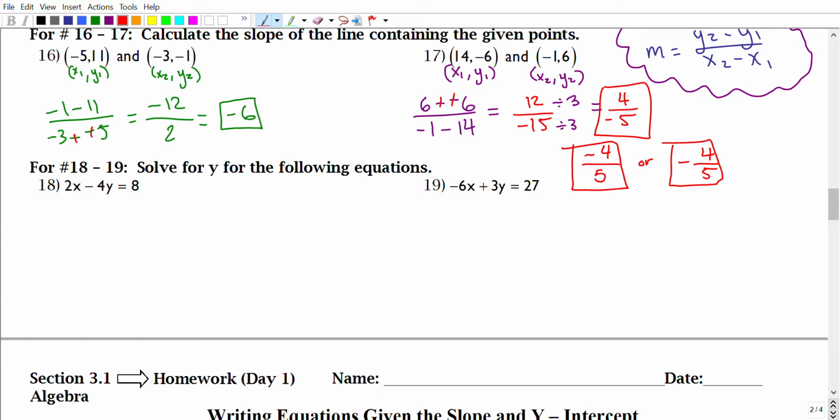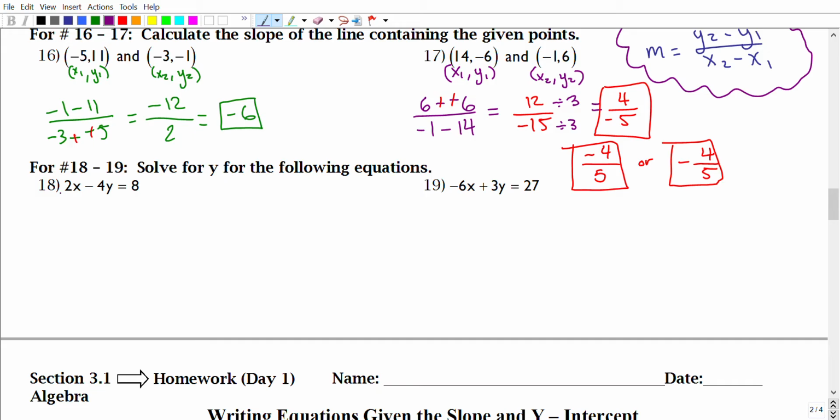All right, and number 18 and 19 were very similar to what we did towards the end of chapter 2. Okay, and without knowing, we were actually turning something in standard form into something in slope-intercept form. At least for the beginning of chapter 2, and then at the end of chapter 2, we actually made those connections and were able to identify it. So that's exactly what we're doing here, just worded differently. We're trying to solve for y for the following equations. Okay, so let's solve for y.